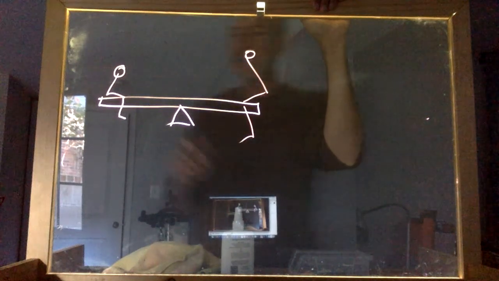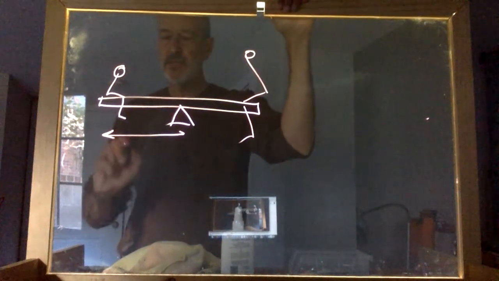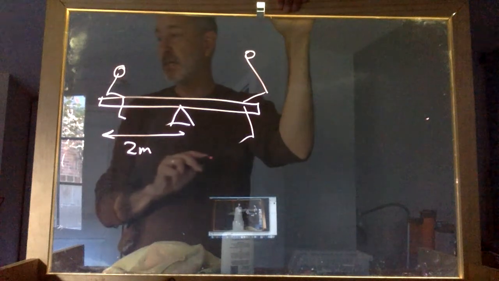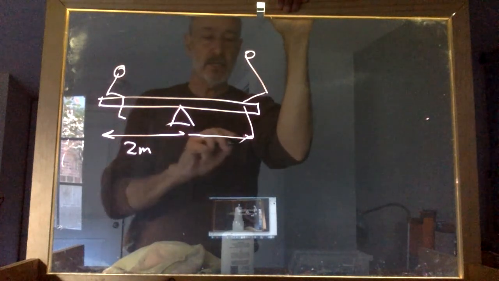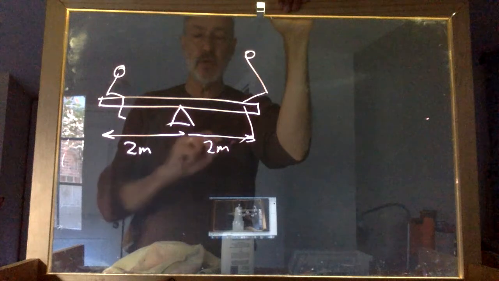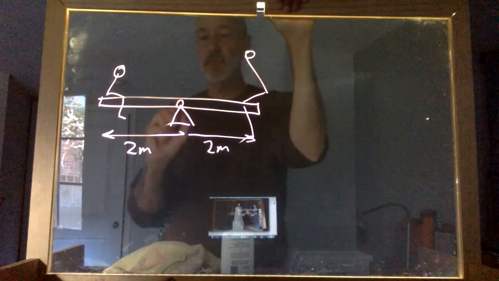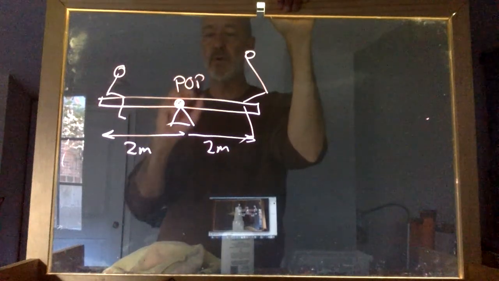okay, and let's say they're both 2 meters away. It's a pretty big seesaw. Well, that's a good size. Okay, let's say they're both 2 meters away from the center, and this is going to be my point of rotation, P-O-R.